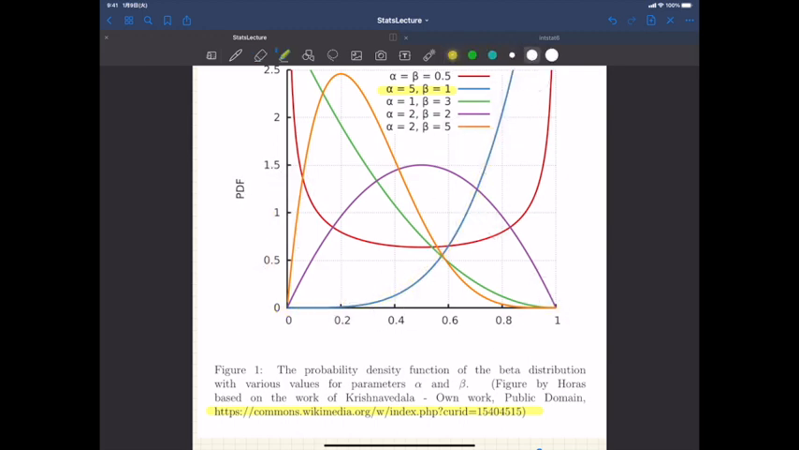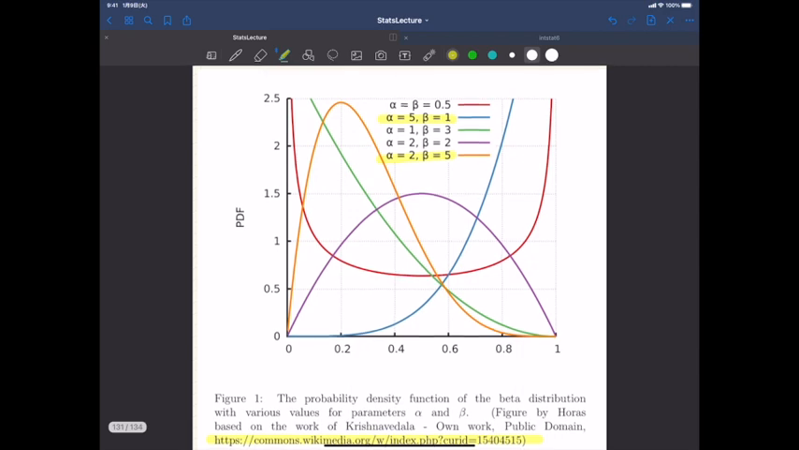And if alpha is 2 and beta is 5, then we have this function. In this case, when x is close to 0 or close to 1, the density is small, close to 0. But somewhere around x equal to 0.2 or so, the density takes the largest value.